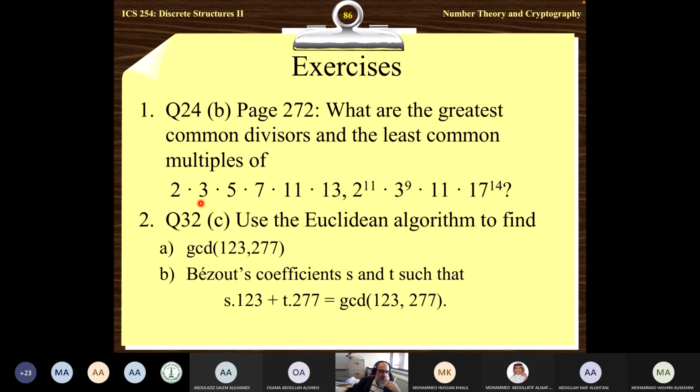Why 1, Nawaf? And why 1, Mustafa? Majed said 11. Mishaal said 11 times 3 times 2. Now we're talking. So it is 2 times 3 times 11, right? Because it's the minimum.